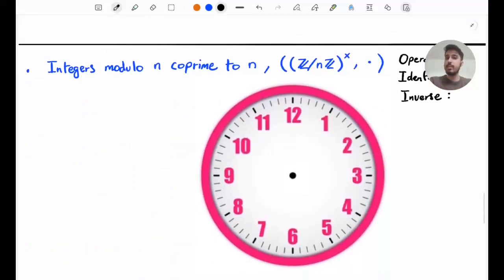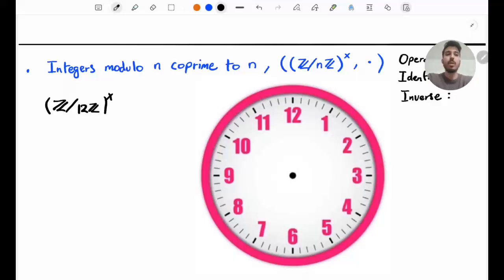Let us move on to the integers modulo n, which are coprime to n this time. So, for example, let's take the same normal clock system. So Z, 12Z. But this time, we will only take the elements that are coprime to 12. So we will see which elements are coprime to 12. Coprime meaning that they share no other divisors except 1.